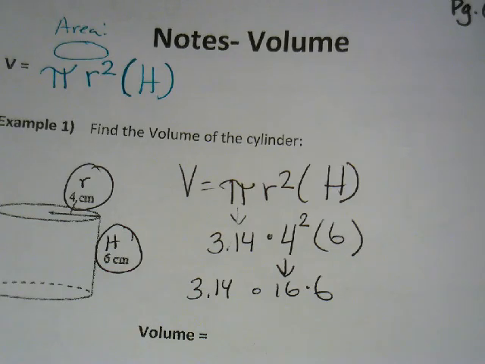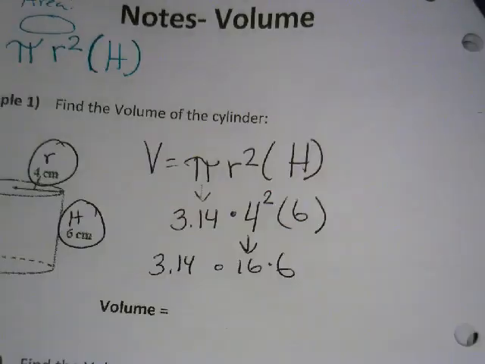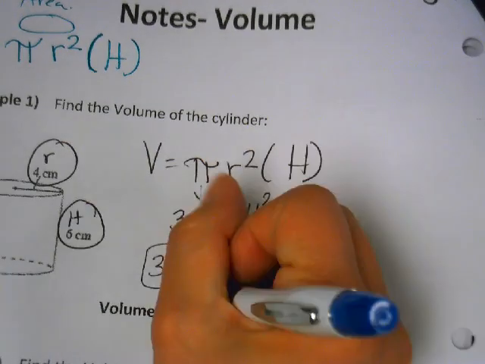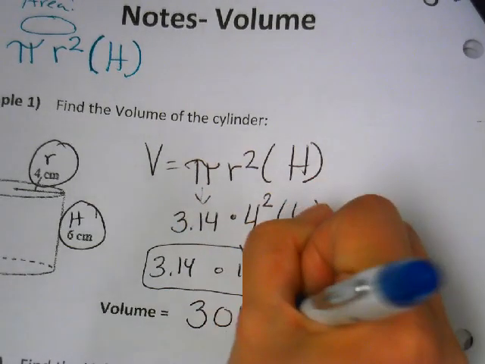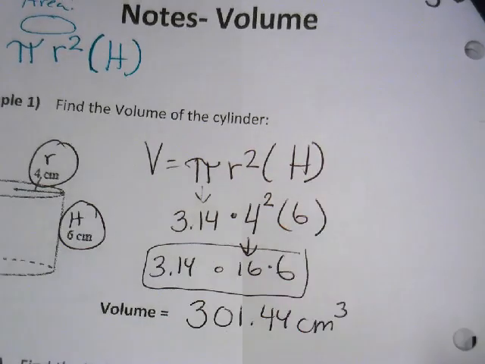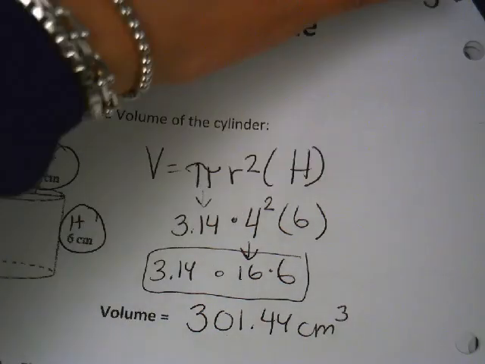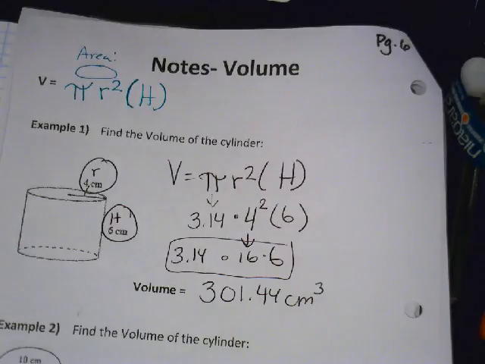3.14 times 16 times 6. What is our answer? So when you type in all of this into the calculator, you get 301.44 centimeters cubed. Can we say that every single time? Do you guys know?